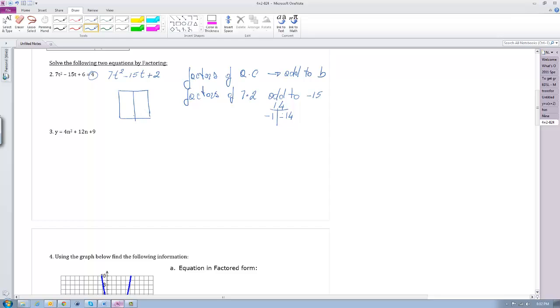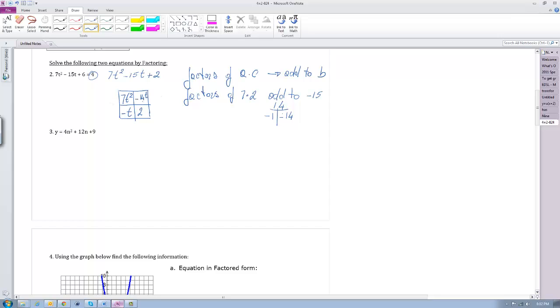drawing my box, dividing it into 4 smaller boxes. The first box gets the first term, 7t squared, and the box on the bottom right gets the c term, so that is 2. Here we put the two factors that we just found, so minus t and minus 14t.